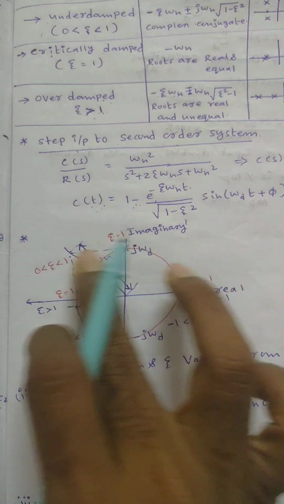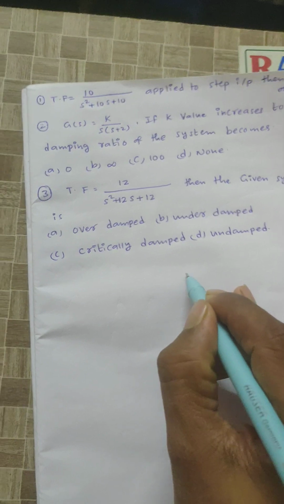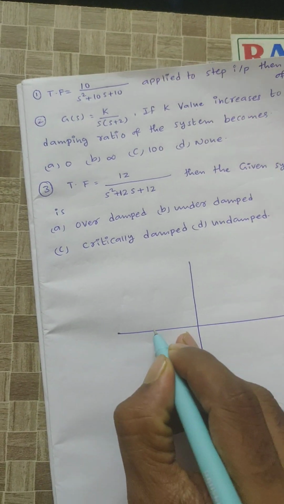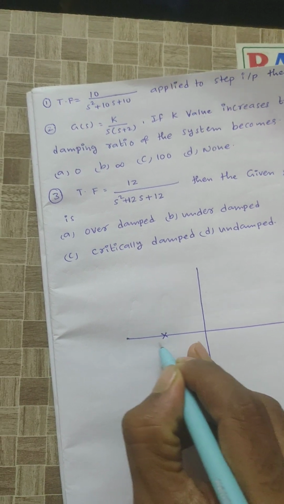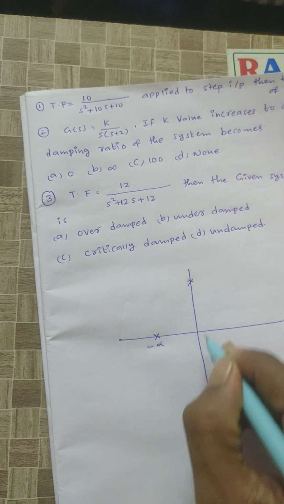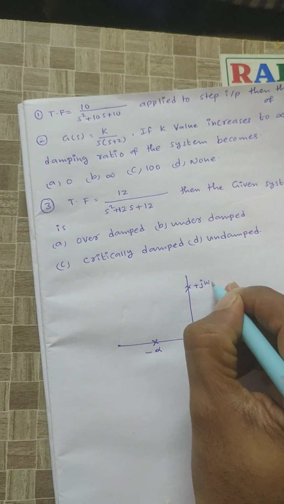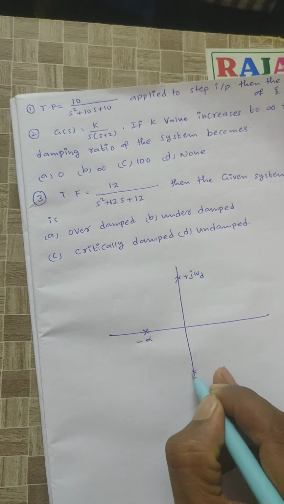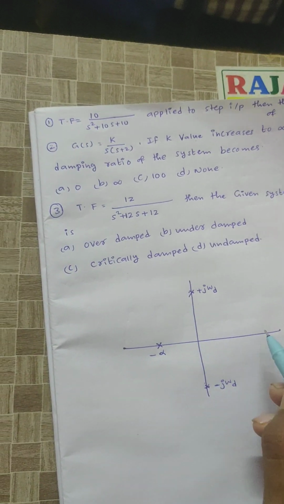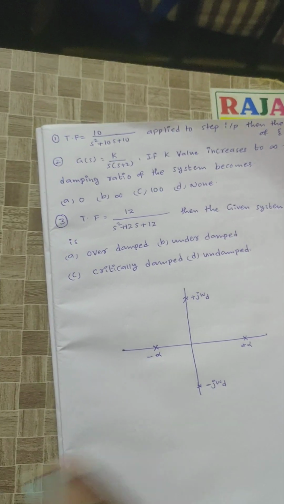This is the graphical representation. Just observe here: alpha is constant, this is minus alpha, and this is the location of poles, plus j omega d and minus j omega d. This is the imaginary axis and this is the real axis. If we consider plus alpha also, no problem.